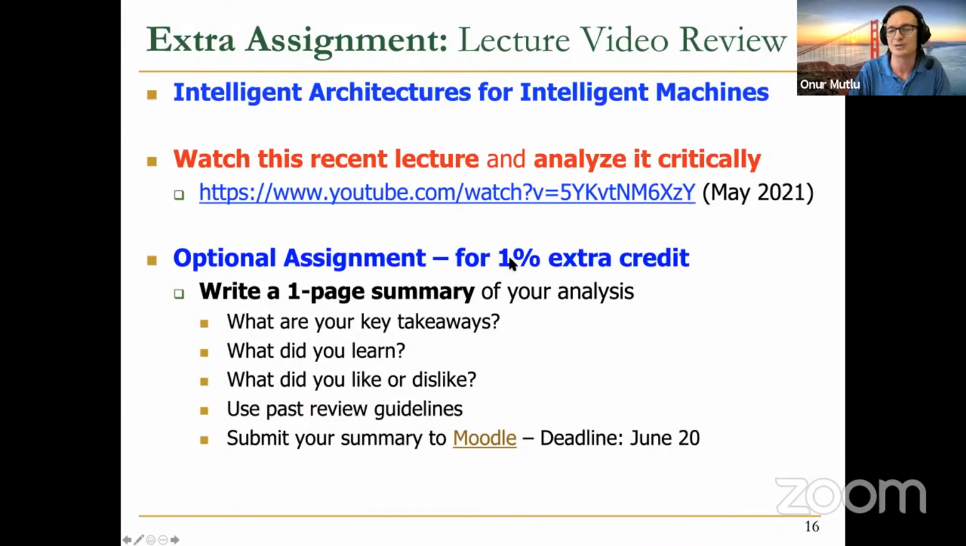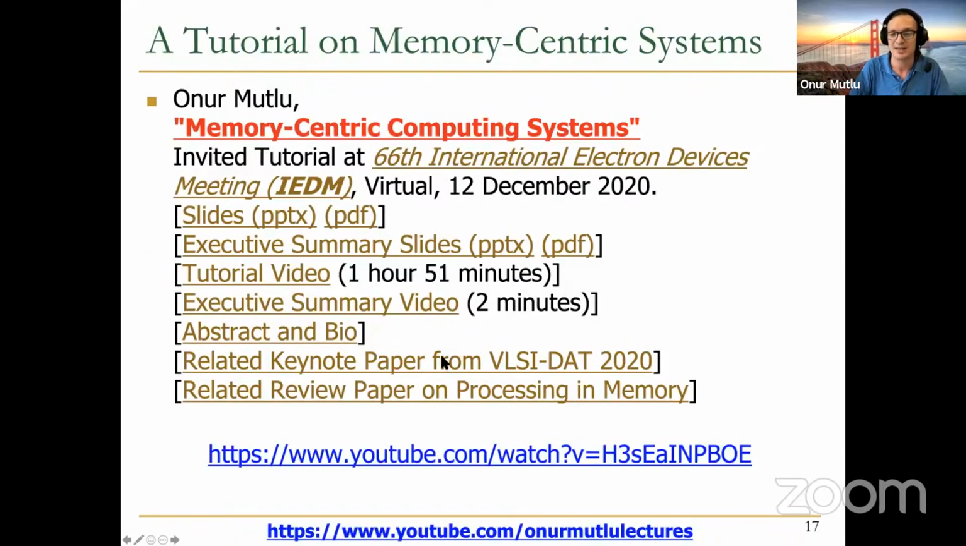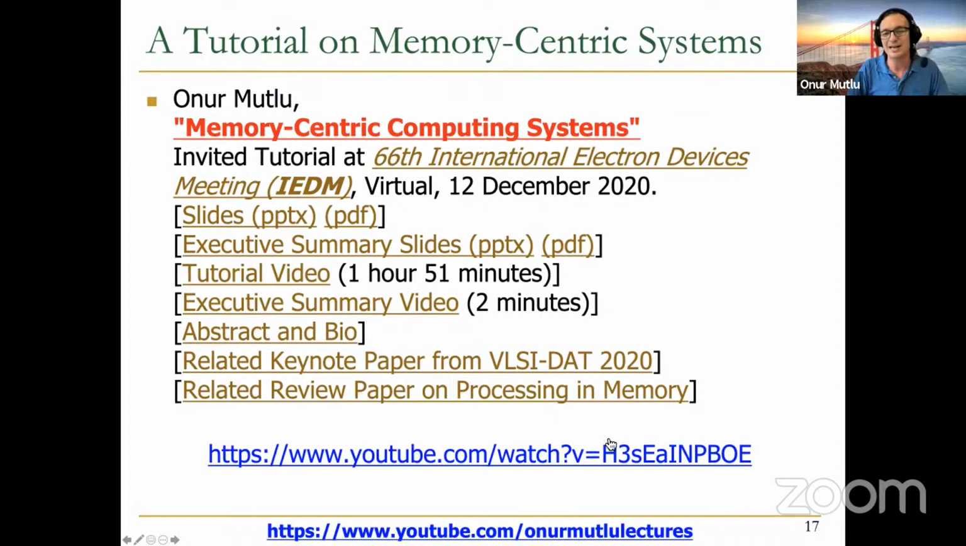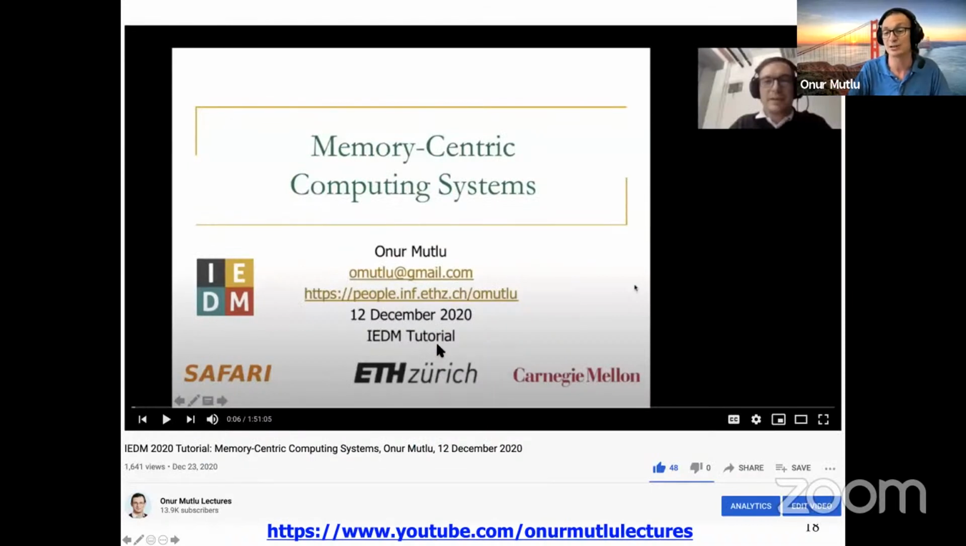It's very similar to the first assignment that you have done, and actually all three assignments that you've done. Hopefully you'll write a critical summary with the positives and negatives and your key takeaways. I made this due June 20th, but we can also extend it if really needed. Okay, and if you want to watch a longer version, we have lectures on memory-centric systems that I mentioned earlier, and this is the longer version.